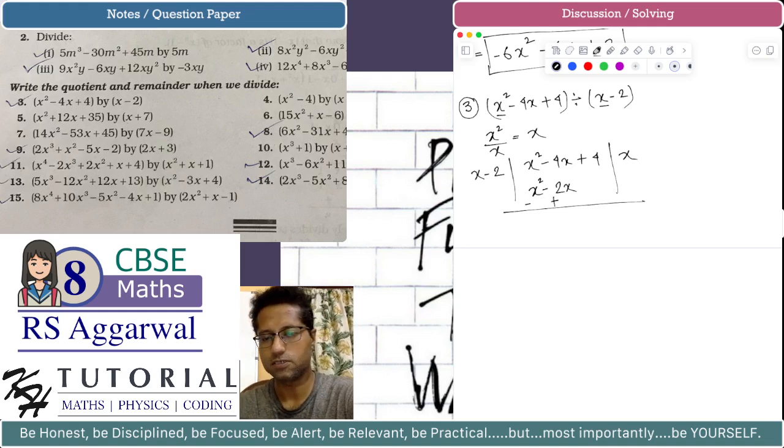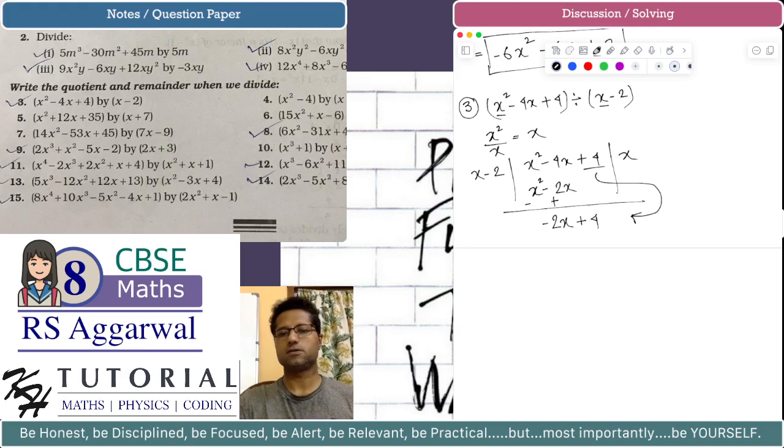So if you do the subtraction, x square minus x square cancels out. Minus 4x plus 2x is minus 2x. And then you bring down the next term from the dividend, that is plus 4, and append it with the remainder, which becomes minus 2x plus 4. Now minus 2x plus 4 becomes the current dividend.